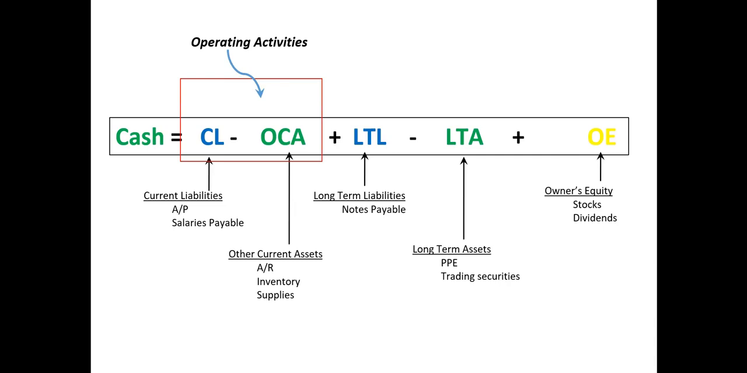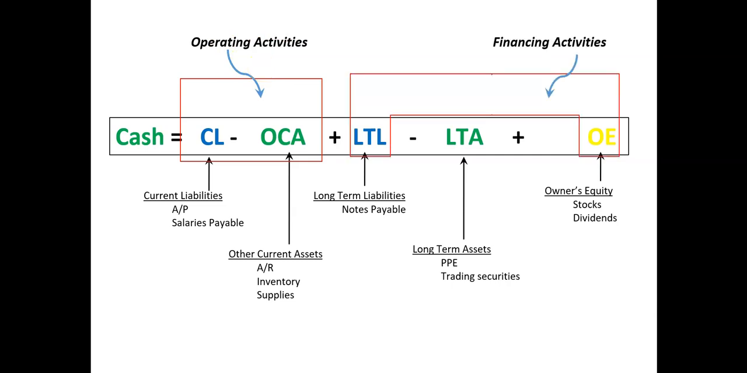And now we're going to kind of clump them together. So anything dealing with current liabilities and current assets is considered an operating activity. If it's a long-term liability or owner's equity, anything dealing with long-term liabilities and owner's equity, it's considered a financing activity. And that leaves us with long-term assets. And when you think about it, what do businesses invest in? They invest in long-term assets. So your long-term assets are your investing activities.